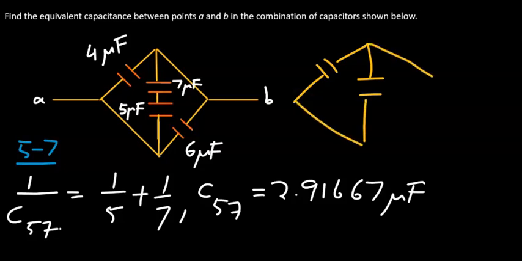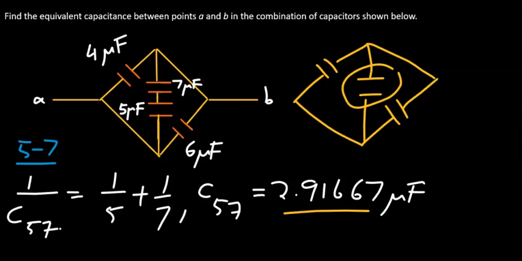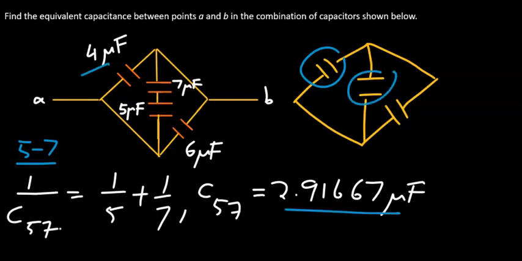So basically what we have done, we have reduced the original circuit to a circuit containing only 3 capacitors, like the one shown here. So this middle capacitor has a capacitance of 2.91667 microfarad. And now we can combine this, which is the 4 microfarad capacitor, this one, which is the C57, and that one, which is the 6 microfarad capacitor, because they are in parallel combination to each other. And to find the equivalent capacitance of a bunch of capacitors in parallel, we just add up all the capacitance.